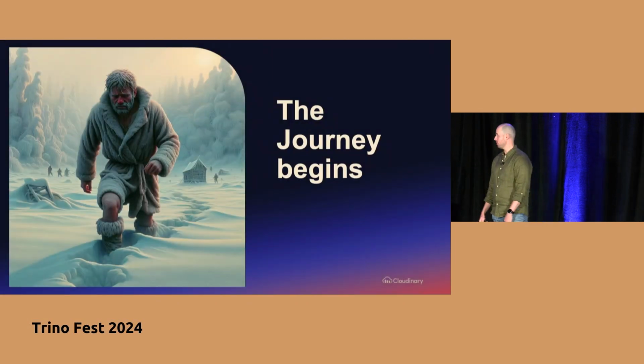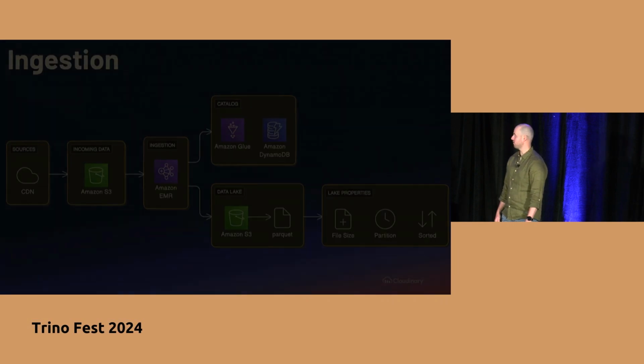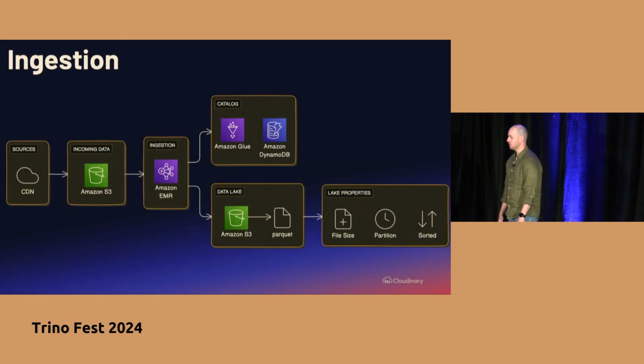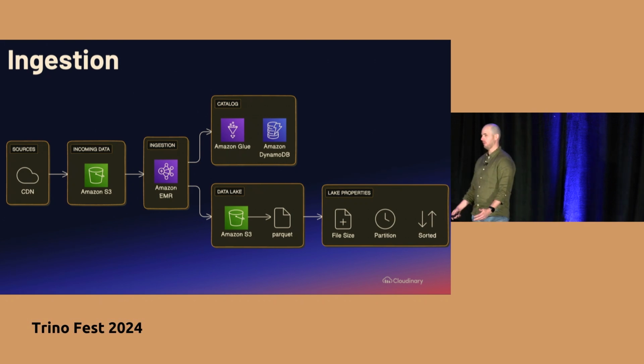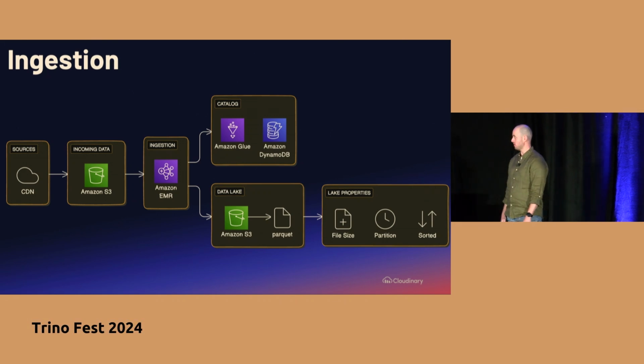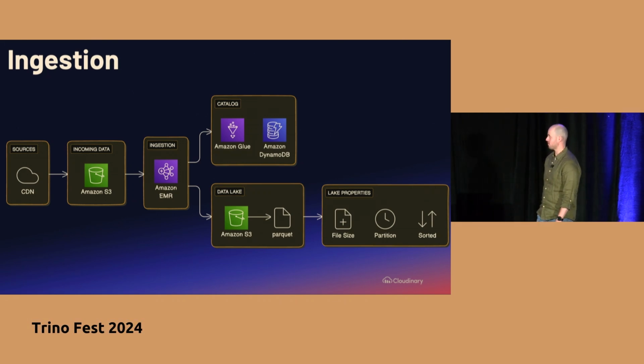So let's begin our journey. We're going to start ingesting data. So the new architecture at Cloudinary is we still get our data from CDN. They still put it on S3. But now we don't upload it anywhere. We just process those raw logs, and we save them on S3 with Amazon Glue as our catalog.